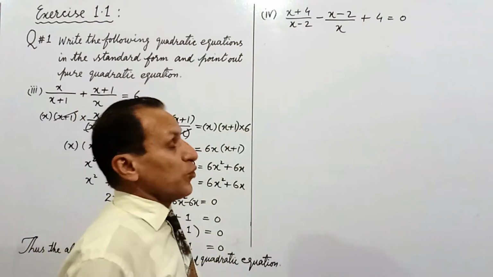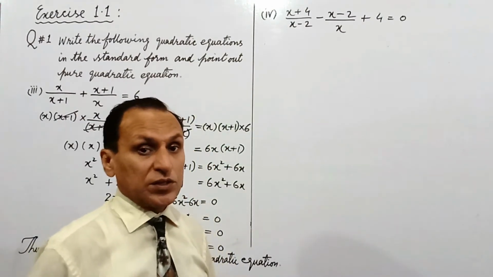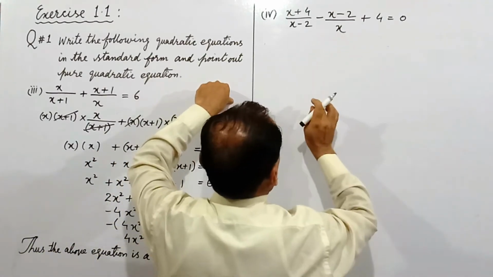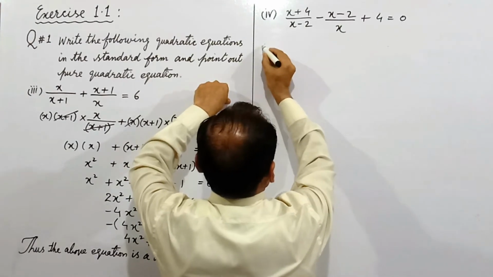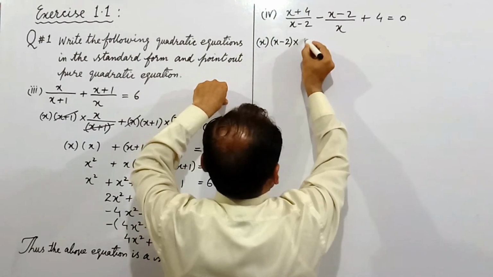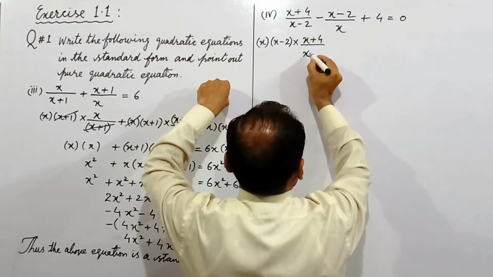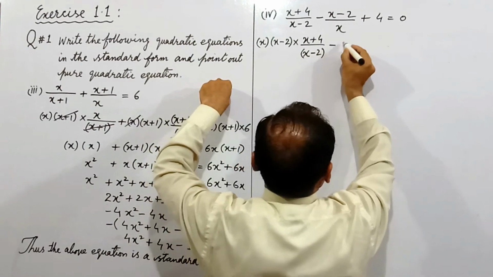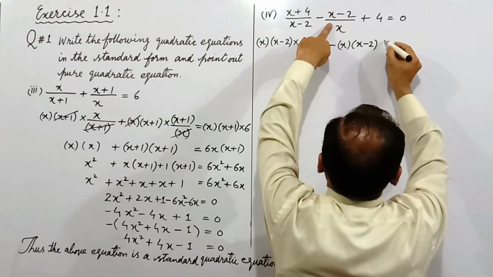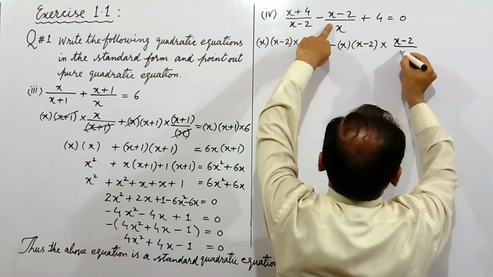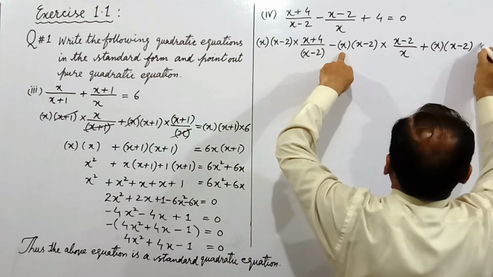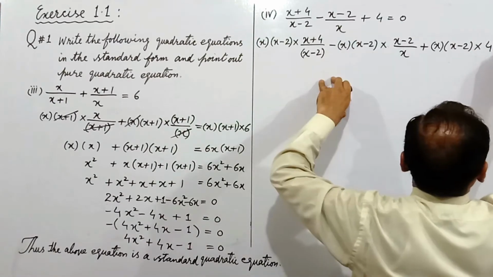Now we move to part 4, in which we have to deal with this equation, using the same procedure as we used in the previous questions. We take the LCM of the denominator, which is x into x minus 2, and that is multiplied to the first term, x plus 4 over x minus 2, minus x into x minus 2, the LCM of the denominator, is multiplied to the second term, x minus 2 over x, and again x into x minus 2 is multiplied to the third term, which is 4, equal to 0.